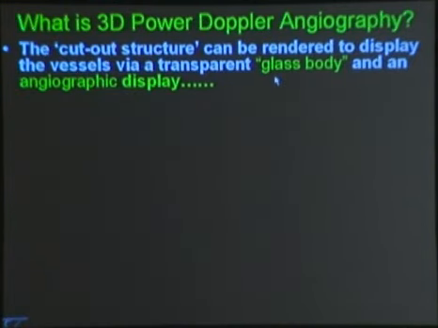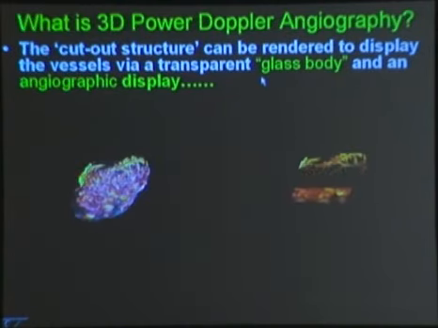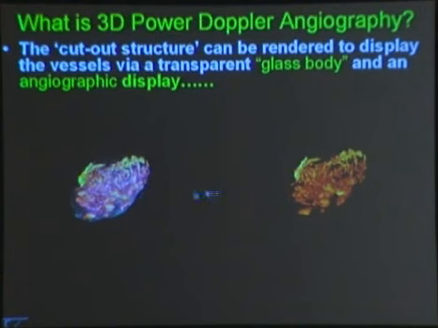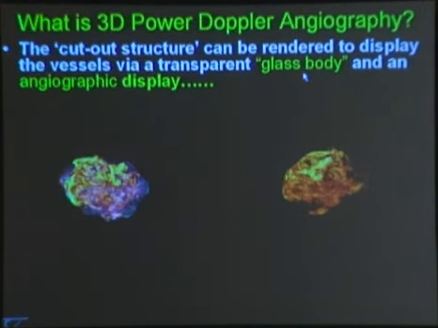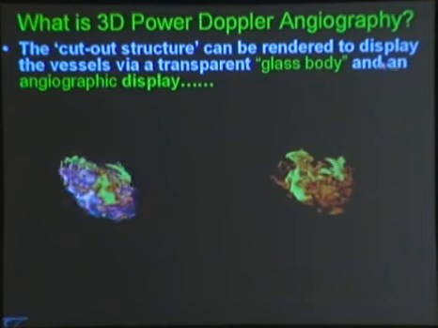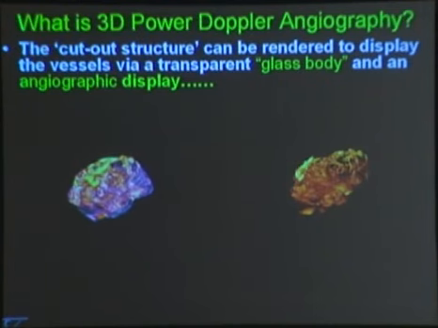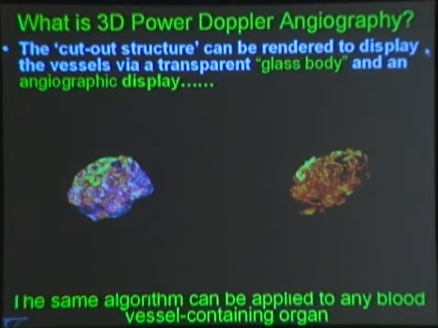Then you can display it in the glass body, as you see it here, or in the angiographic display, and of course, use a little gimmick also: you can rotate them and look at them from different angles. The same algorithm can be applied to any blood vessel containing organ.